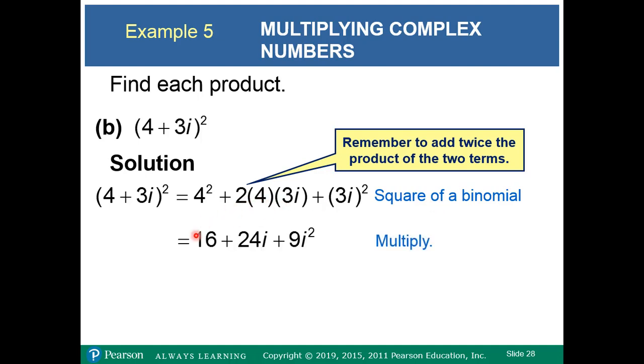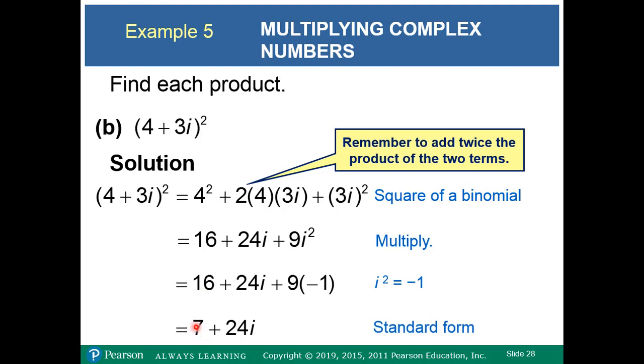Okay, and then this becomes negative 1, right? And then this is going to become negative 9, and we're going to add it to the 16, or subtract it from the 16 if you want. And then we're going to get 7 plus 24i, and we're done.